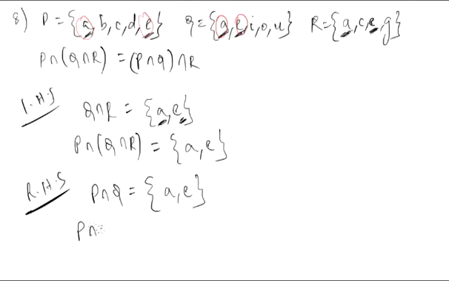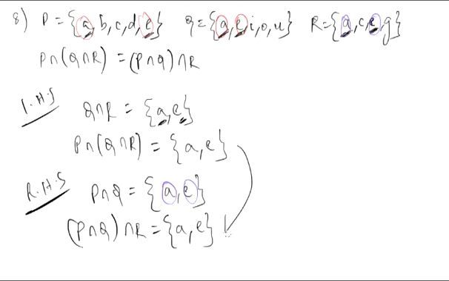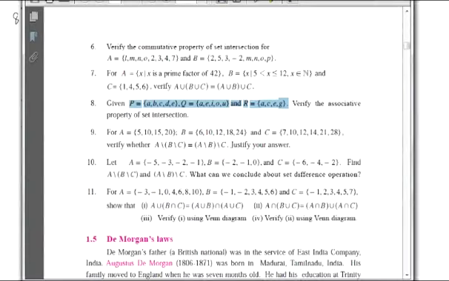Then P intersection Q intersection R, what do you get? You have A, yes, and E also. Okay. So you get again A comma E, and check these two, they are one and the same. So you've proved it. Okay, done.